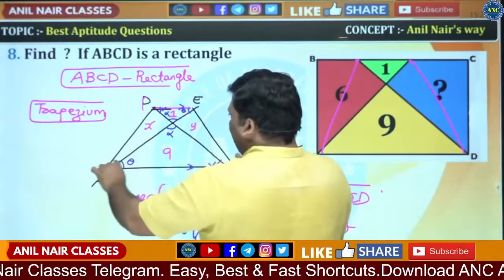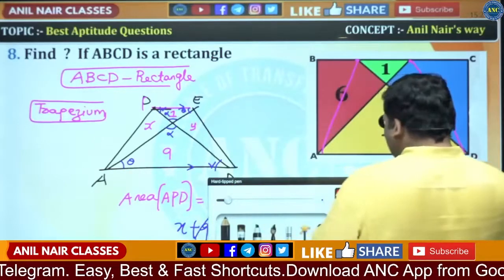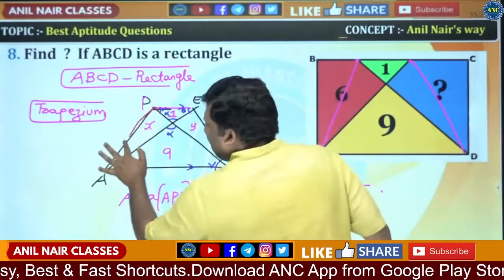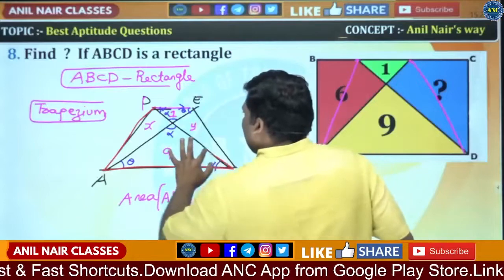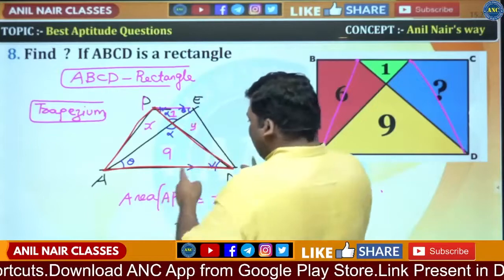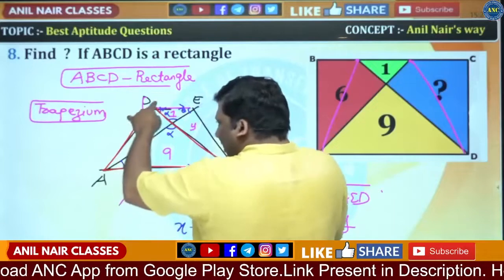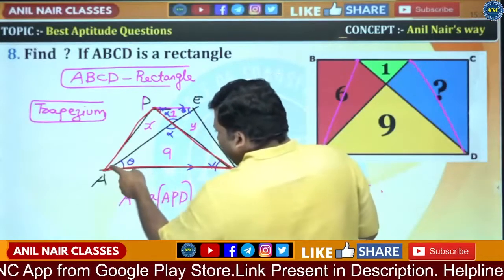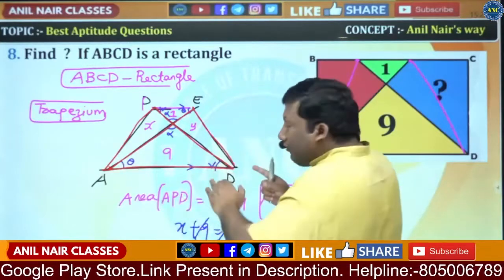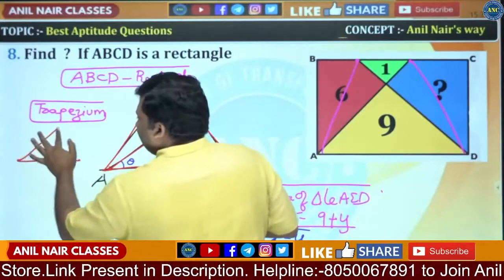Area of triangle APD. See, it's very easy to prove, sir, how these two areas are equal. Listen carefully, sir. This is triangle APD. What is the area of a triangle? Half into base into height. Half into AD into height. Yes or no? Similarly, if I take this figure AED, what is the base? AD. Half into base into height. Height of the figure, suppose on this one.